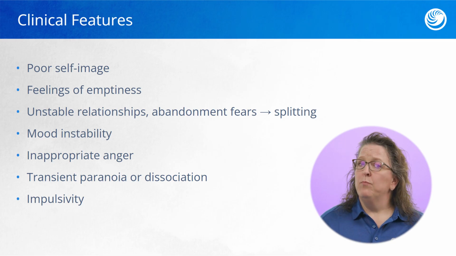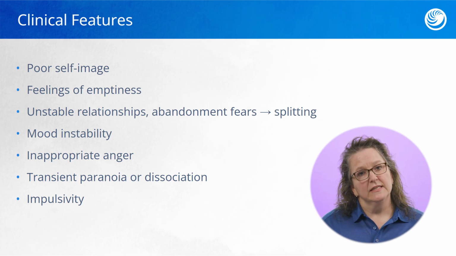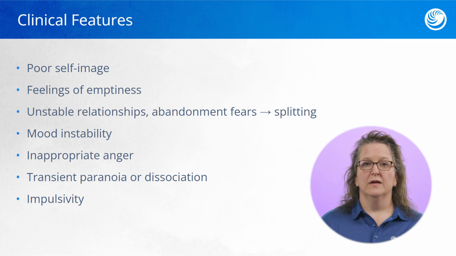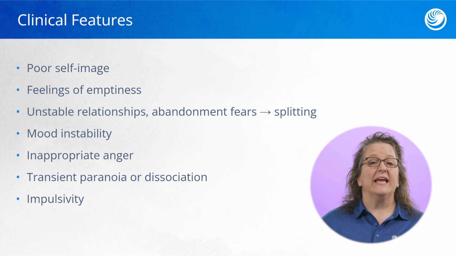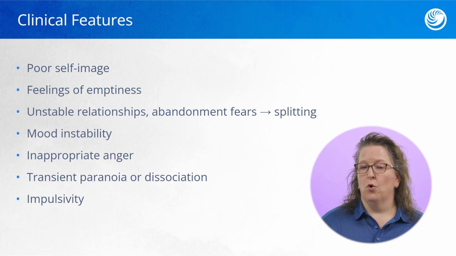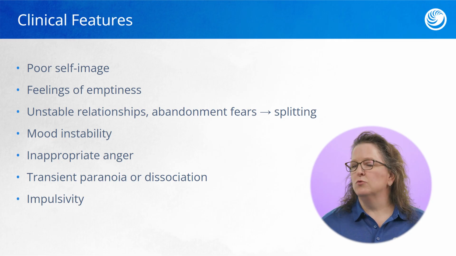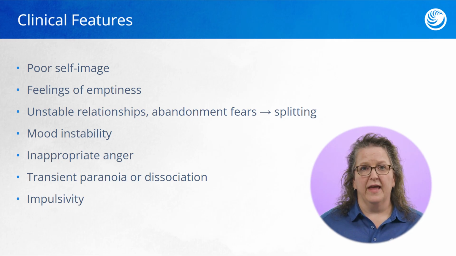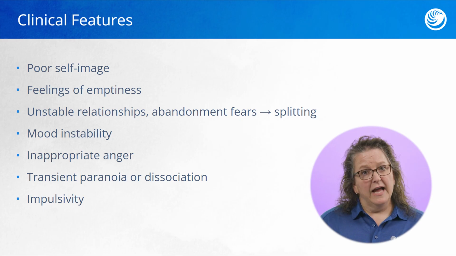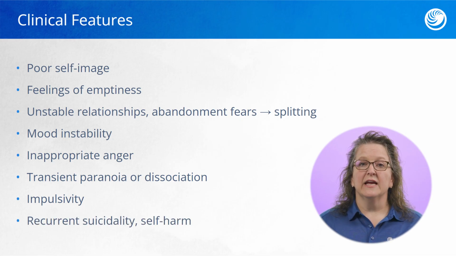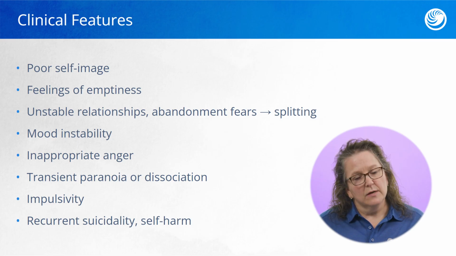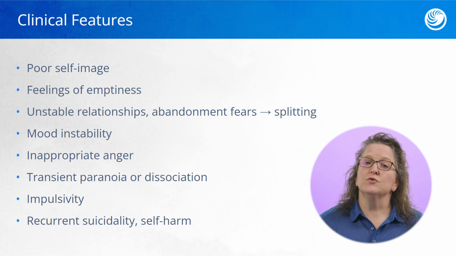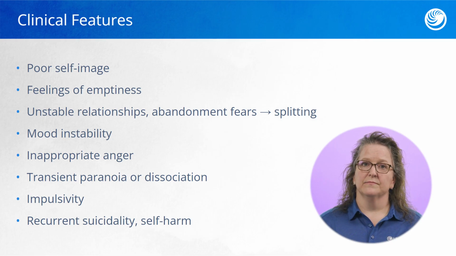Impulsivity. They have poor impulse control, and this can lead to self-damaging behaviors like substance use, overspending, binge eating, gambling. And along with this poor impulse control, again, they don't see the consequences of their behaviors. These clients may have recurrent suicidal ideations and also partake in self-harm behaviors. They could cut themselves or burn themselves. Sometimes these behaviors are self-soothing or numbing for the client.